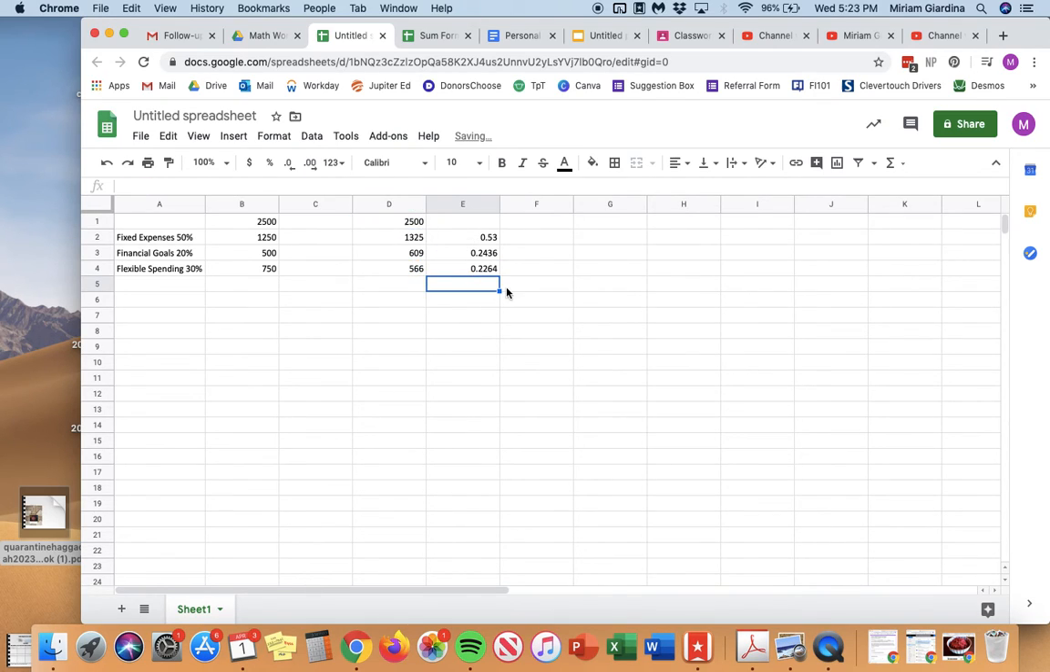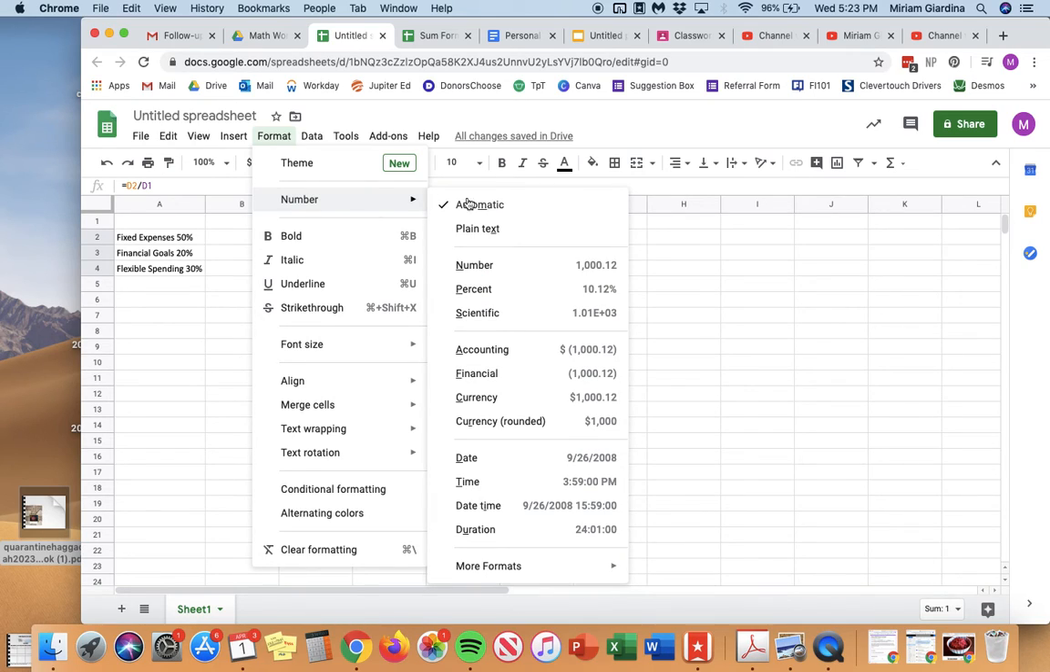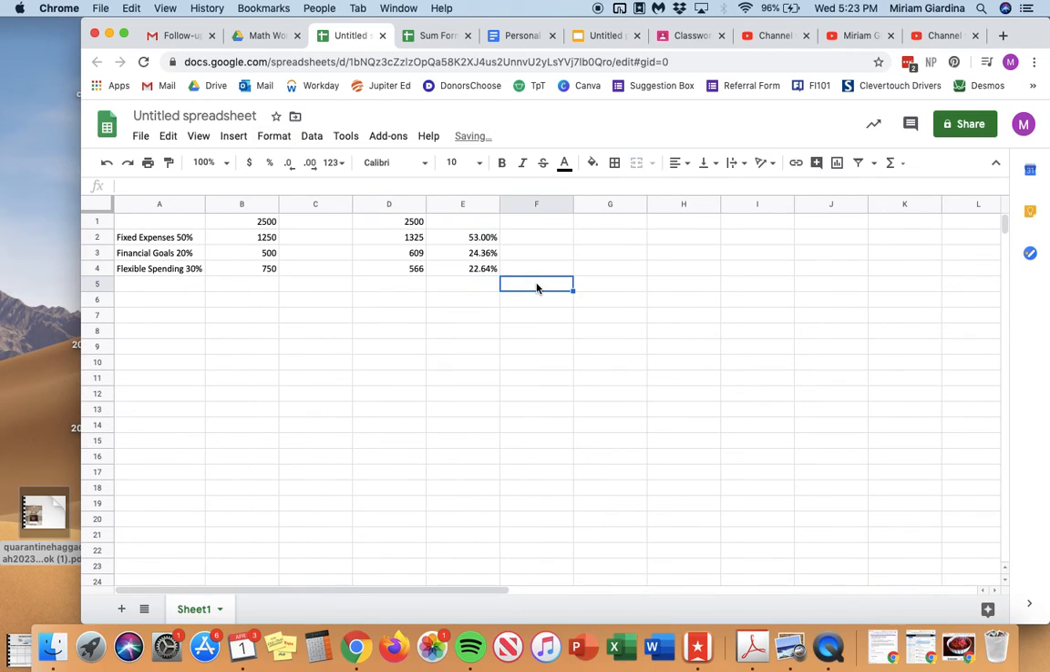All right, 22%. If I want to make these actually show up as percentages, I would select them and go to format, number. You see there's a percent option. Okay, so I'm at 22% there. I'm at 24% there. You know what? That makes me happy, right? I'm spending less here and I'm spending more here on financial goals. That's awesome.